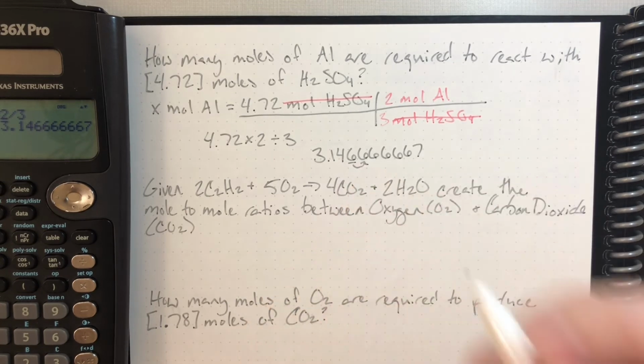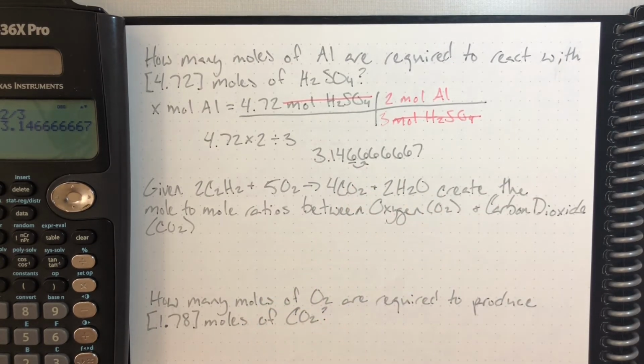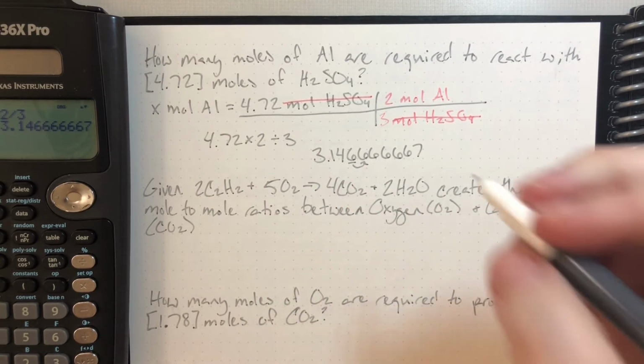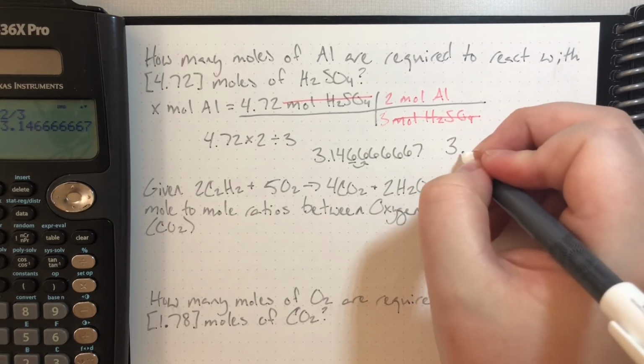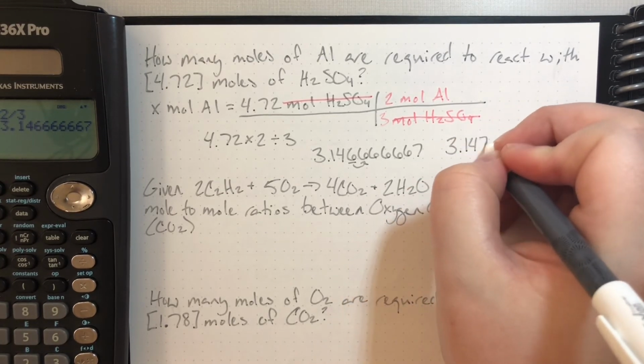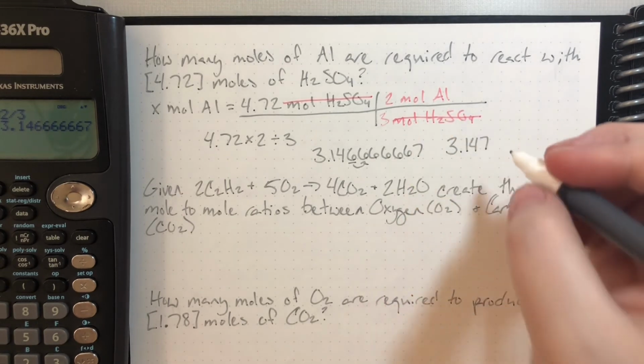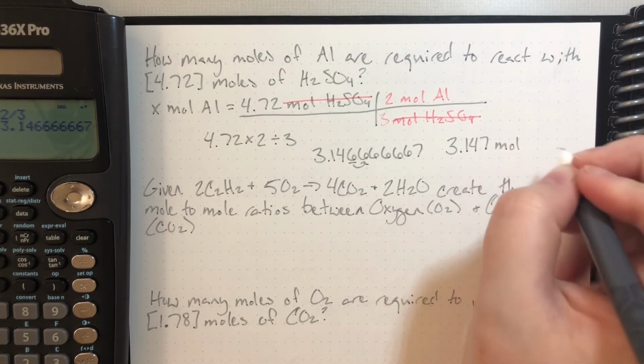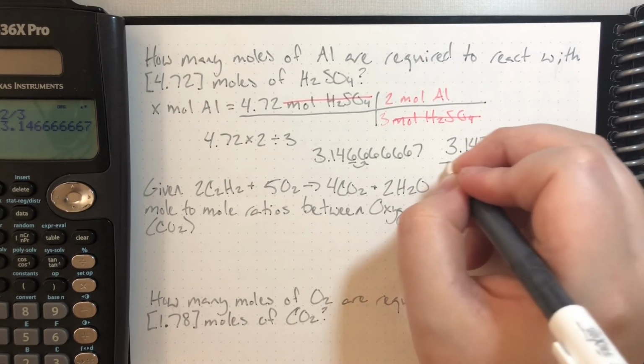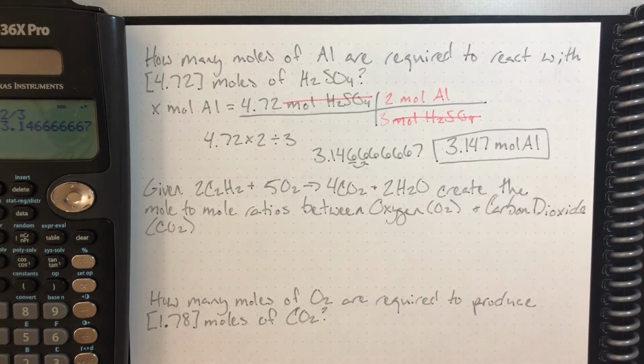So this 6 is the last number that I care about. I'll look over to see if I need to round up. 6 does make me round up, so that means that my final answer would be 3.147. The only English left in my math, moles of aluminum, would be my final boxed answer.